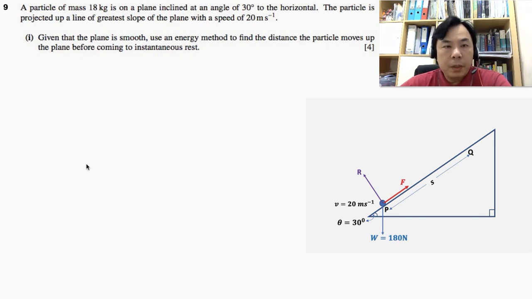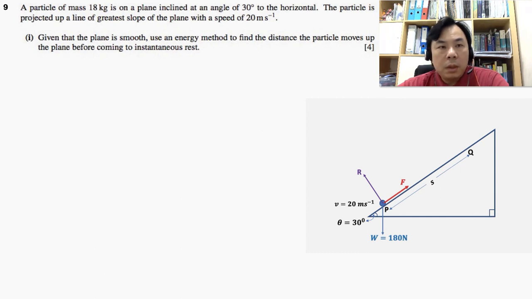All right. Now, a particle of mass 18 kg is on a plane inclined at an angle 30 degree as shown. The particle is projected up the line of greatest slope of the plane with a speed of 20 meter per second as shown in the diagram. Now, given that the plane is smooth, use an energy method to find the distance the particle moves up the plane before coming to rest.